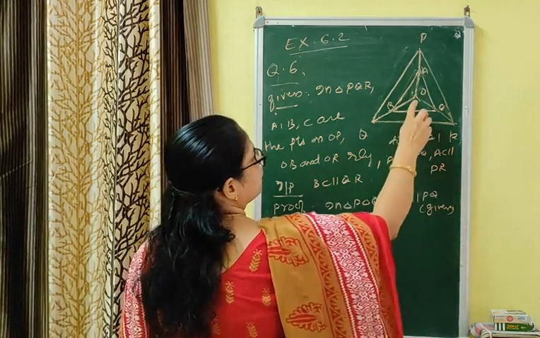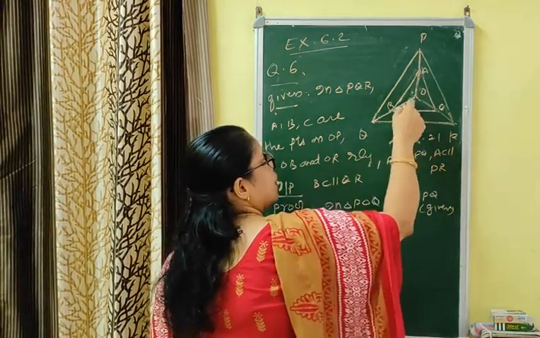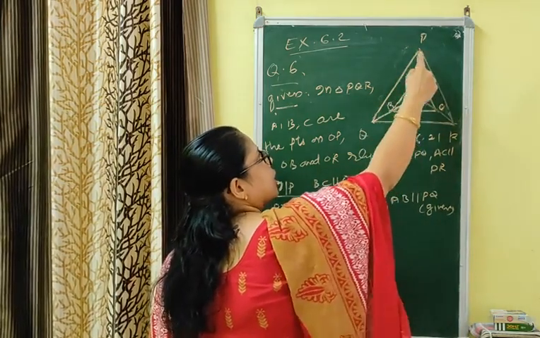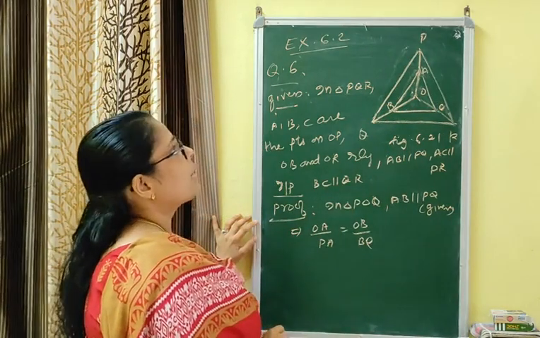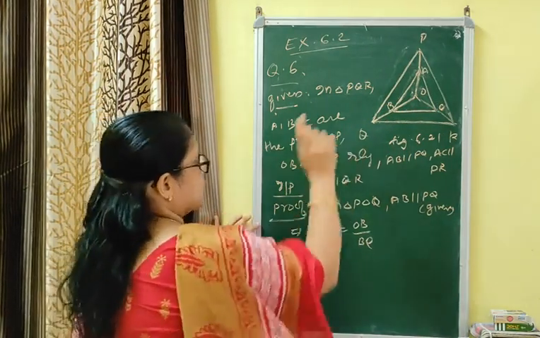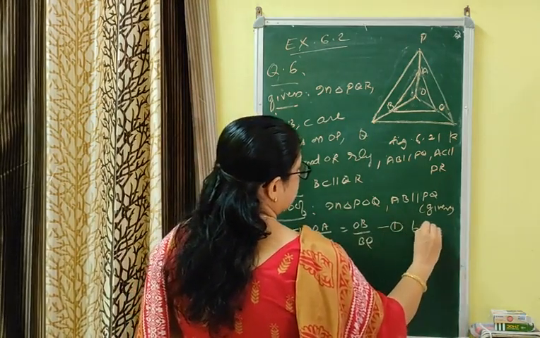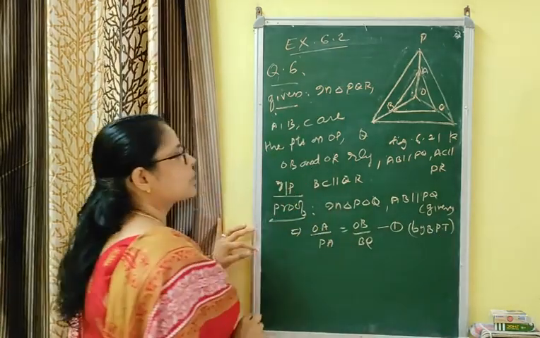Again I am saying, if you are starting from this vertex for this side, you have to start from the same vertex for this side. अगर आपने O से स्टार्ट किया इस साइड के लिए तो इधर भी O से स्टार्ट करना है. अदरवाइज आप P से स्टार्ट करें तो यहाँ Q से स्टार्ट करेंगे. That is equation number 1 by BPT, because the lines are parallel.